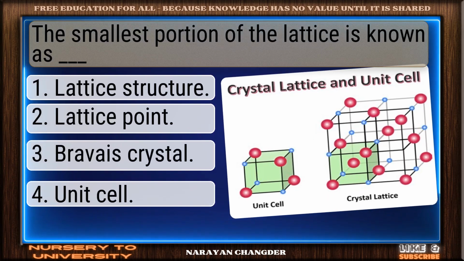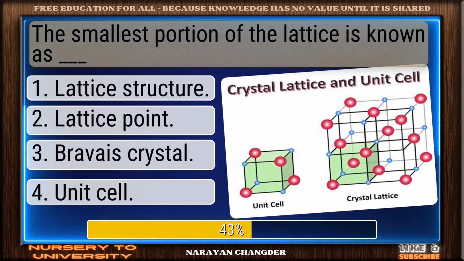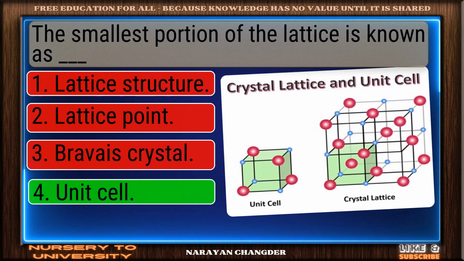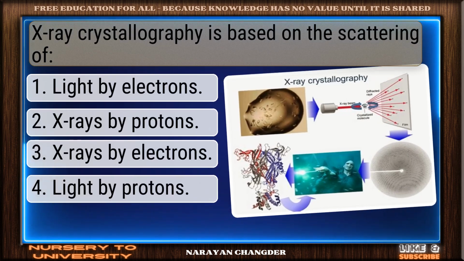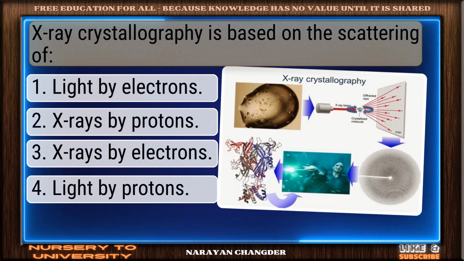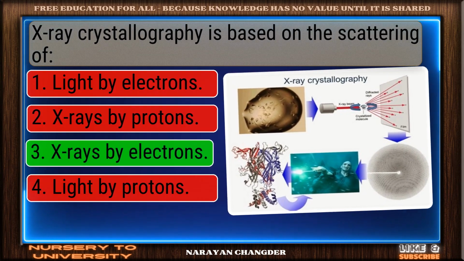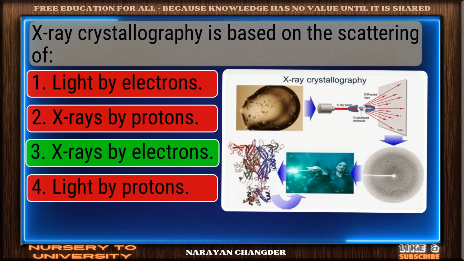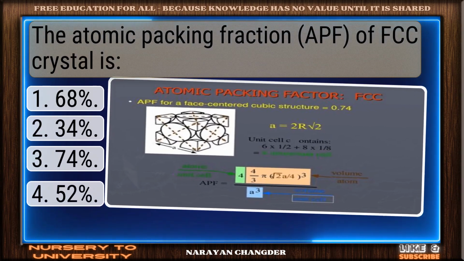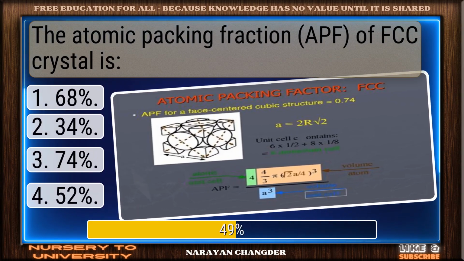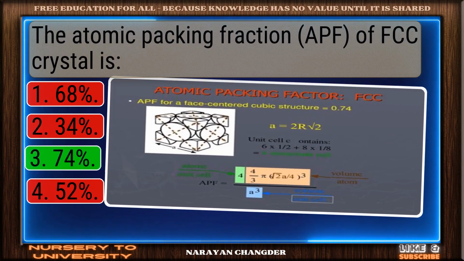The smallest portion of the lattice is known as dash. Perfect. Unit cell is the correct choice. X-ray crystallography is based on the scattering of. Excellent. X-rays by electrons is a brilliant choice. The atomic packing fraction of FCC crystal is. Solid response. 74% is a valid choice.